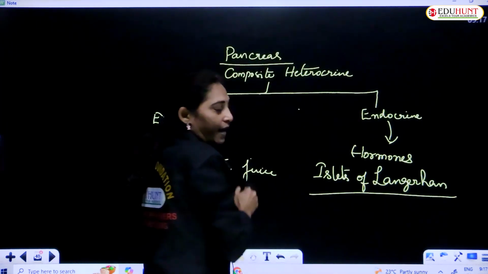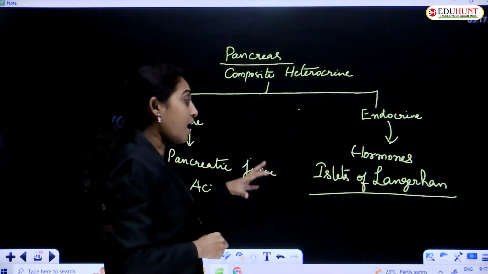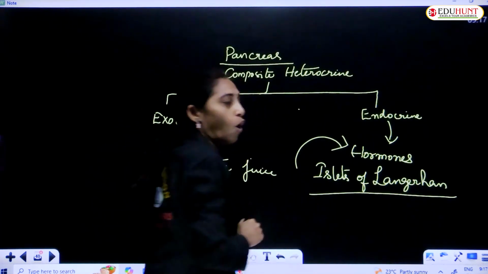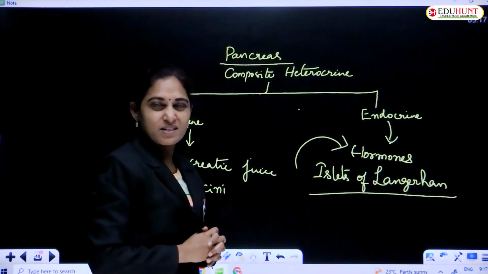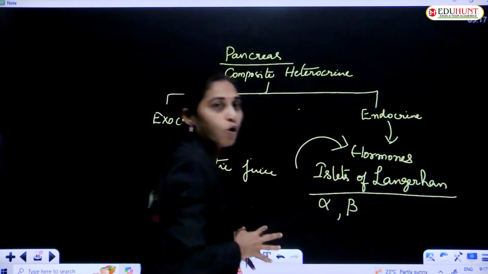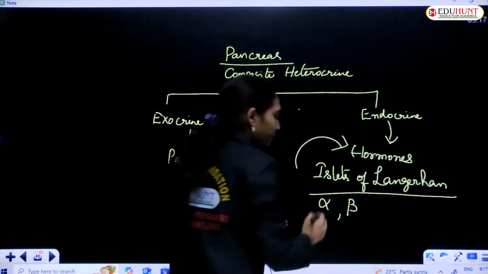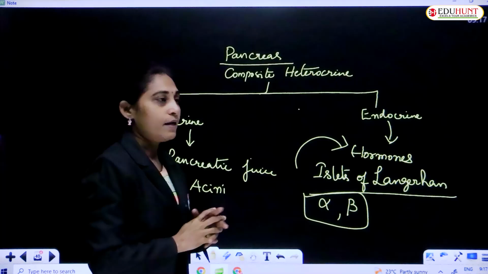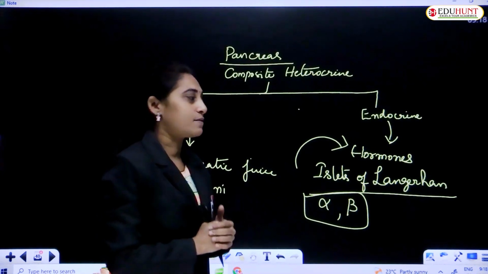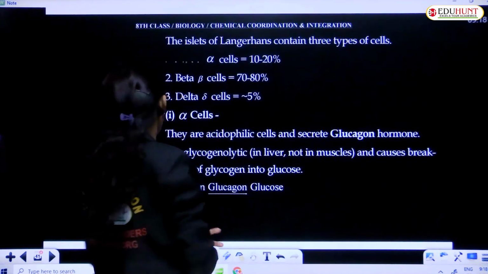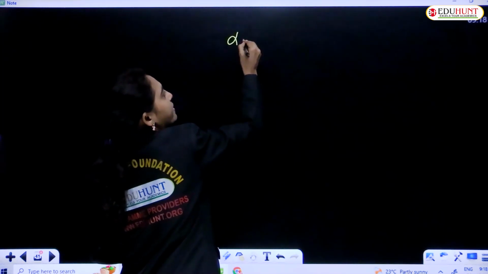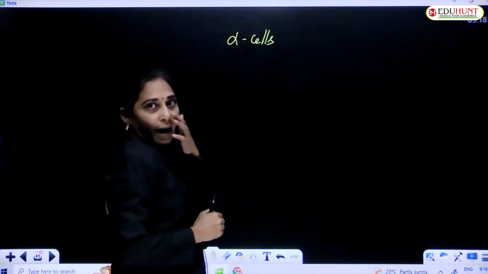Islets of Langerhans are groups of cells which are responsible for the production of hormones. These cells are basically categorized into alpha cells and beta cells. Though there are delta cells, the primary and the majority of the islets of Langerhans consist of alpha cells and beta cells. Let us see how they work. Let us see the alpha cells of the pancreas.